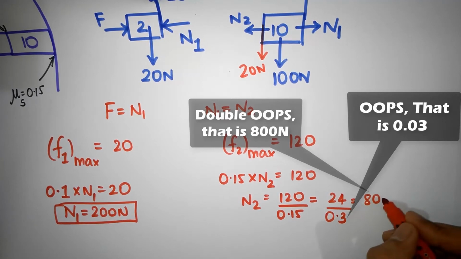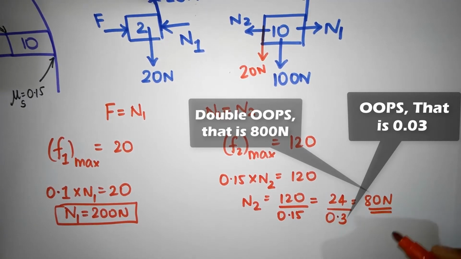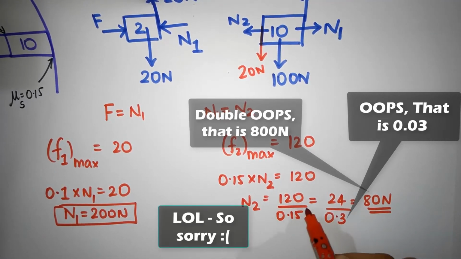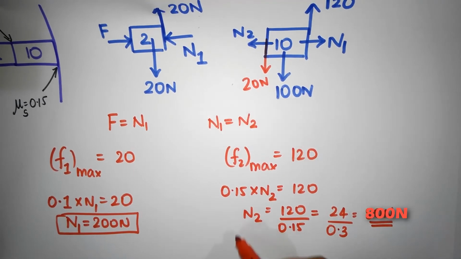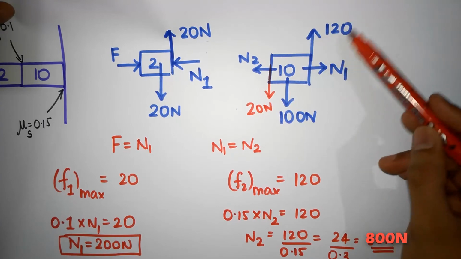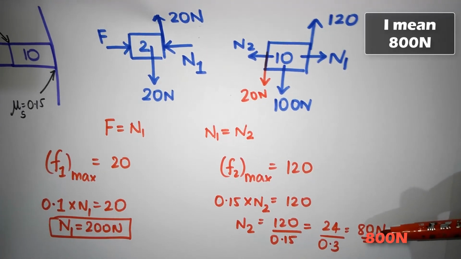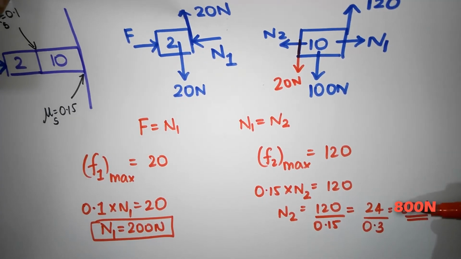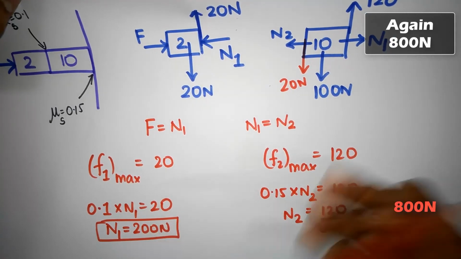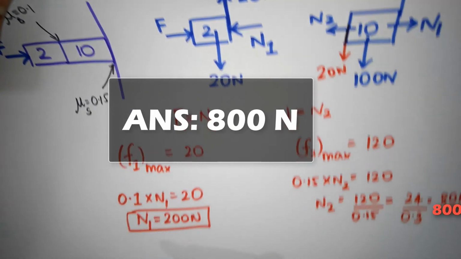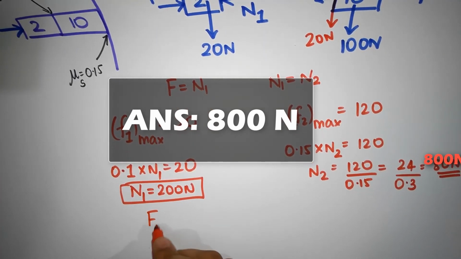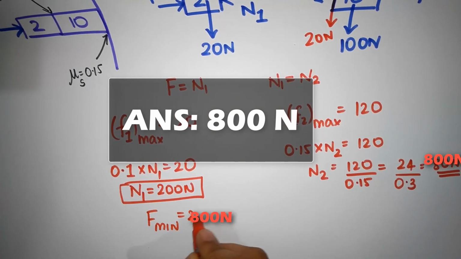That's all I need. I hope I haven't made any mathematical errors. That's right, 800 newtons. So what we see now is, in order to max this guy out, we need a minimum of 800 newtons. So either we need minimum 800 or we need minimum 200. So the answer is obvious. The required minimum force is 200 newtons. So F min is 200 newtons.